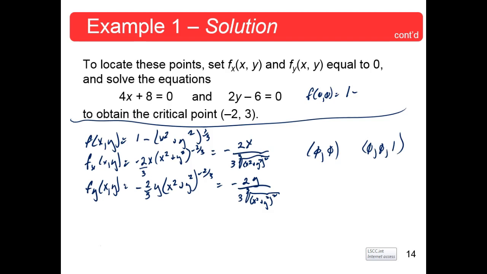If you went 0, 1, you get the same answer. Okay? If you do 1, 1, it's even worse. Okay? It's a negative number. And any other number you put in here other than 0, 0 is going to give you something less than 1, because you start with 1 and subtract something positive from it. So this is going to be a max, a relative max.